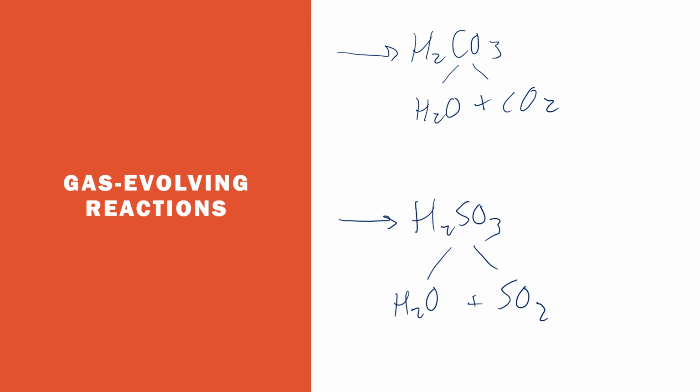So when you're writing the products, instead of writing these compounds, you're going to write water and this. And so these are gases that are being formed. Water is typically a liquid, as long as you're at room temperature. And so they're producing gases, so I would call them gas-evolving reactions. So you just want to remember, anytime you see H2CO3, break it down into H2O and CO2. Anytime you see H2SO3, break it down into H2O and SO2.